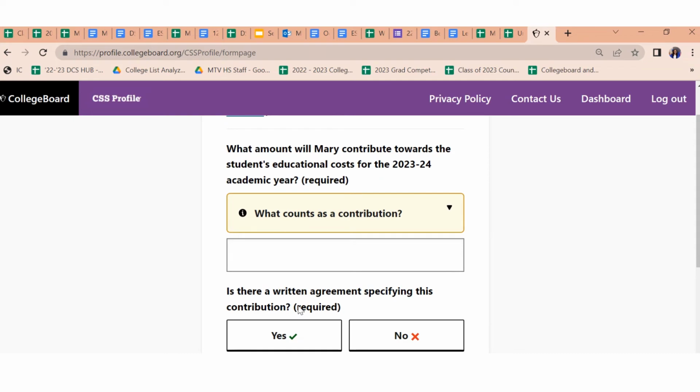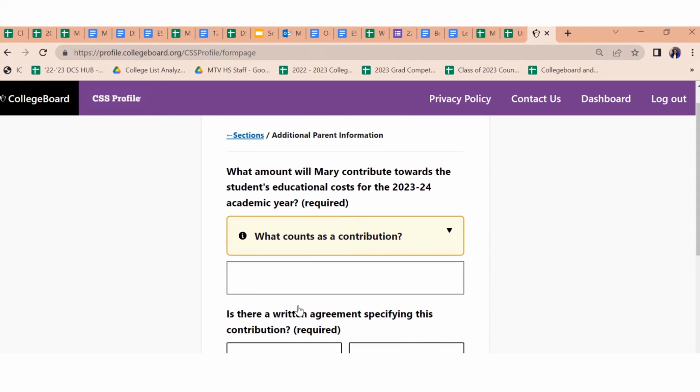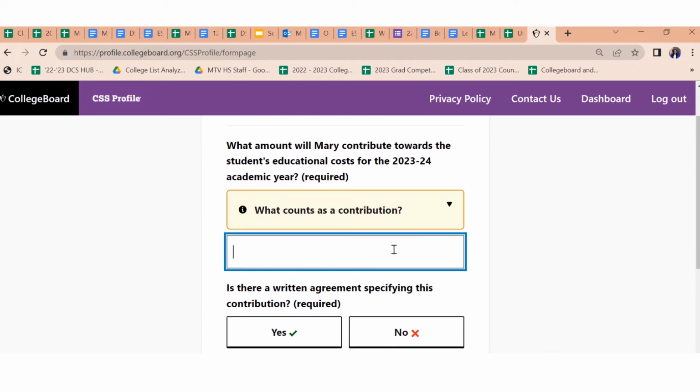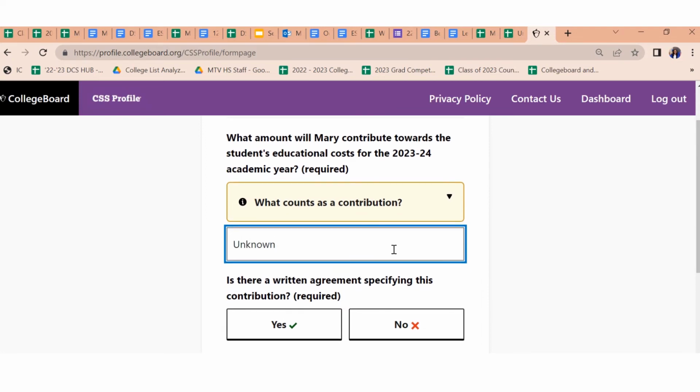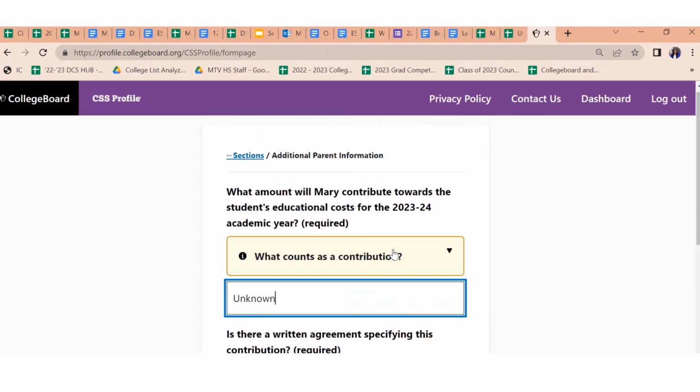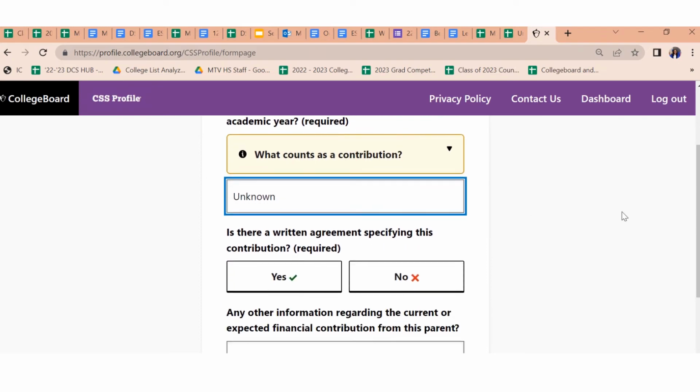And again, be careful on this because this is asking what amount the non-custodial parent will contribute towards the student's educational costs. If this parent has money that they are going to contribute towards the student's educational costs, I would let them enter that. So I would also put unknown here. The non-custodial parent will enter that on their own if applicable. But for now, I would put unknown here.